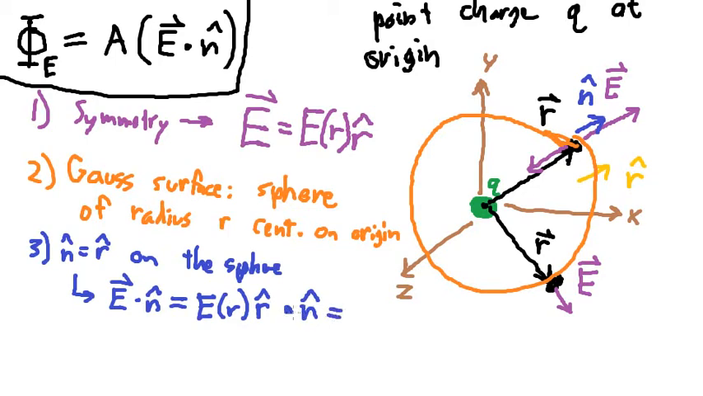So I'm just writing 1, 2, 3 for our steps. Now we know that n hat equals r hat on the sphere. So therefore, E dot n hat equals E dot r hat. Or it's easy just to plug everything in now. So here's our E vector: E, which is a function of r, times r hat. We dot that with n hat.